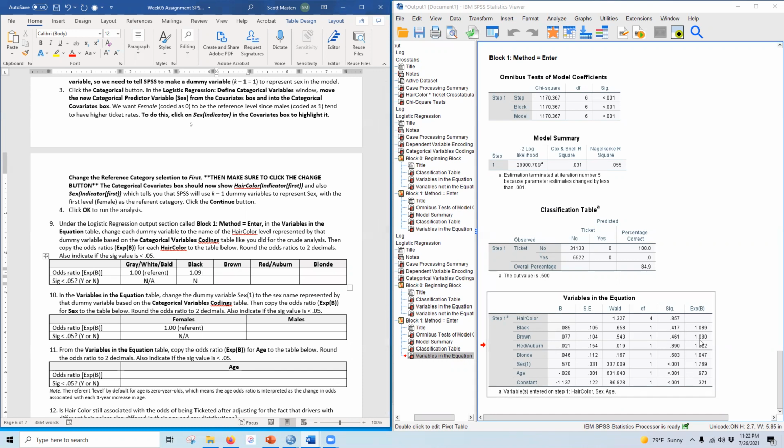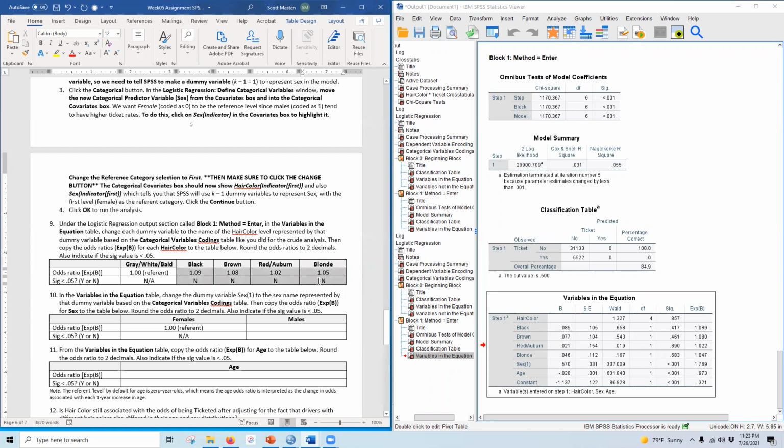How about brown? It was 1.08. Significant? No. 0.461 is not less than 0.05, so no. Red auburn, 1.02. That's really close to 1. So is that significant? Nope. Also not significant. And finally, blonde, 1.0, we'll round that to 5, right? So 1.05. And SIG, no, it's not less than 0.05, so no.